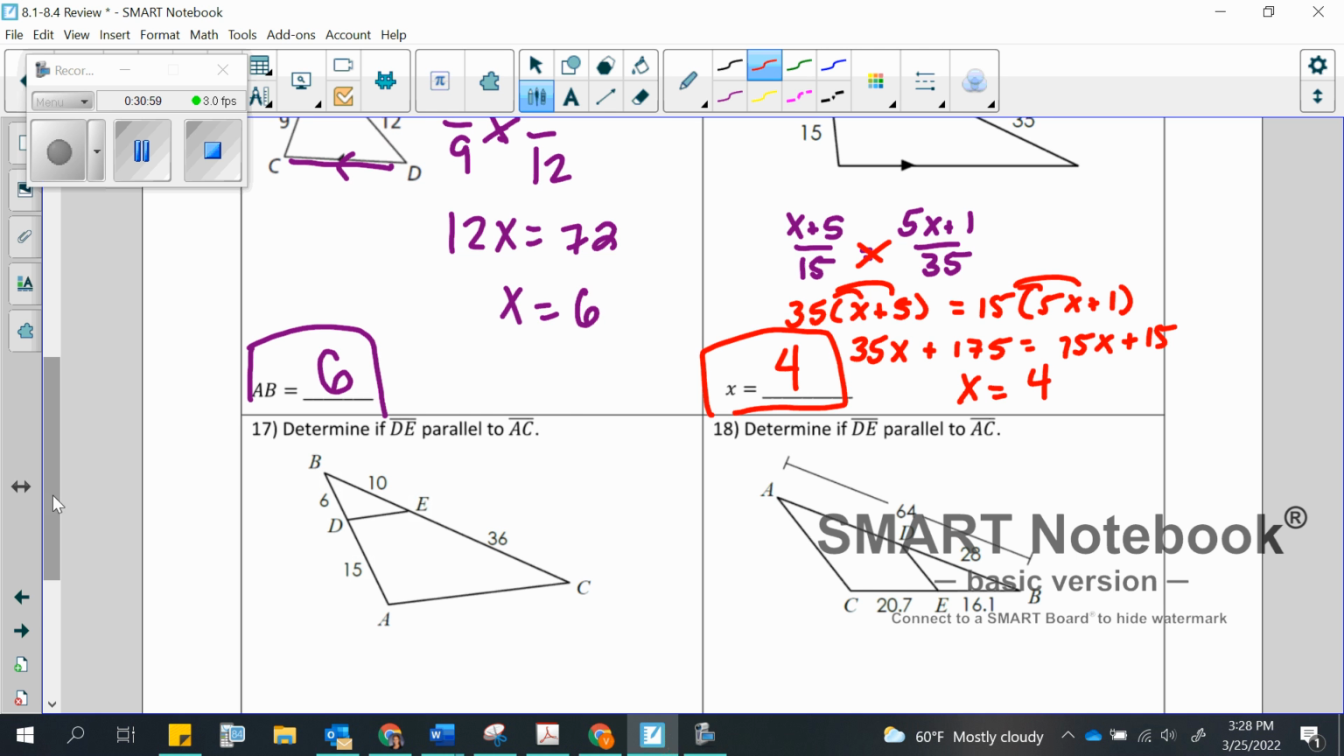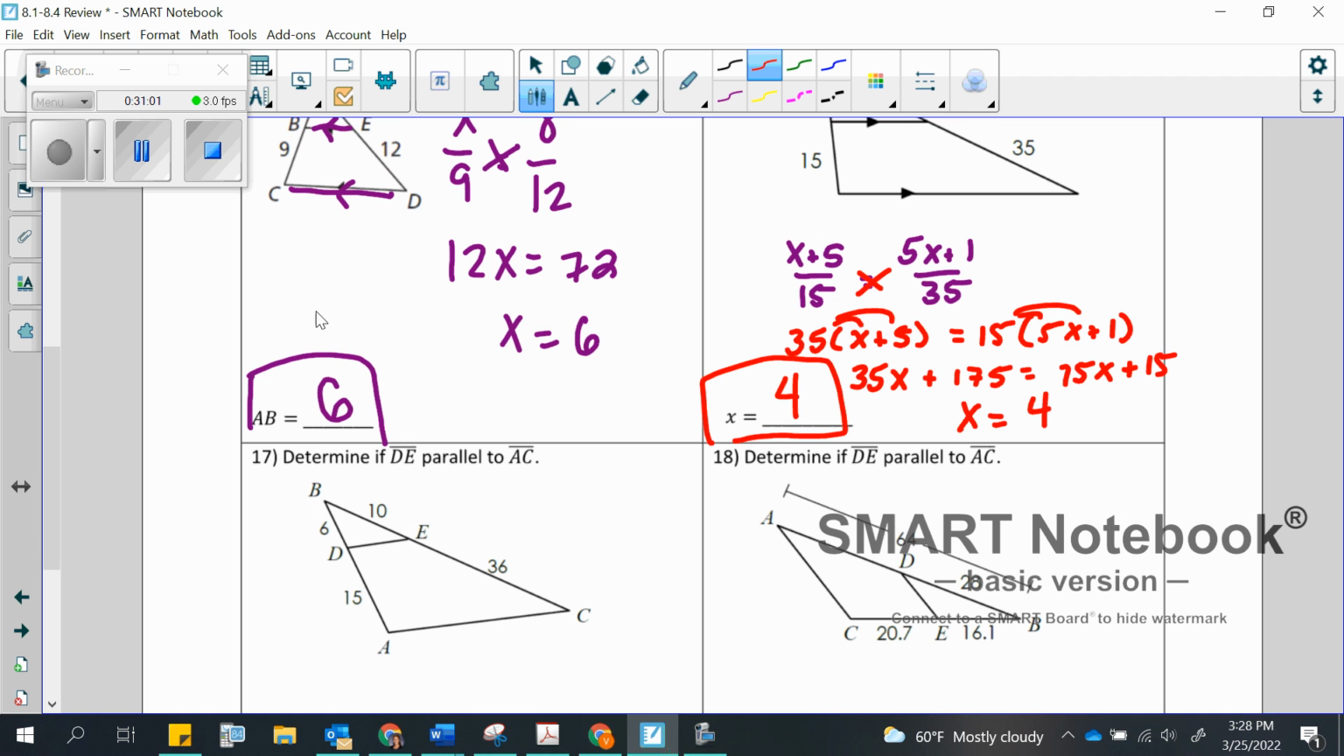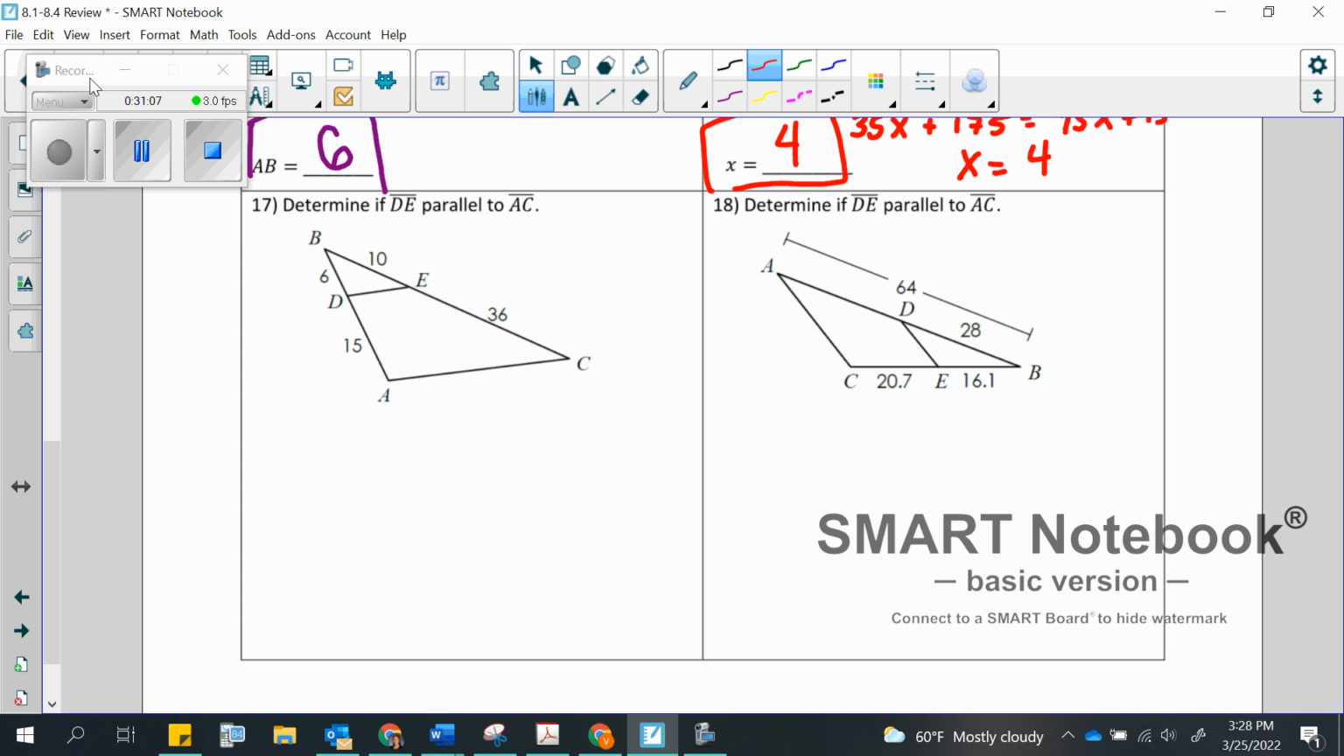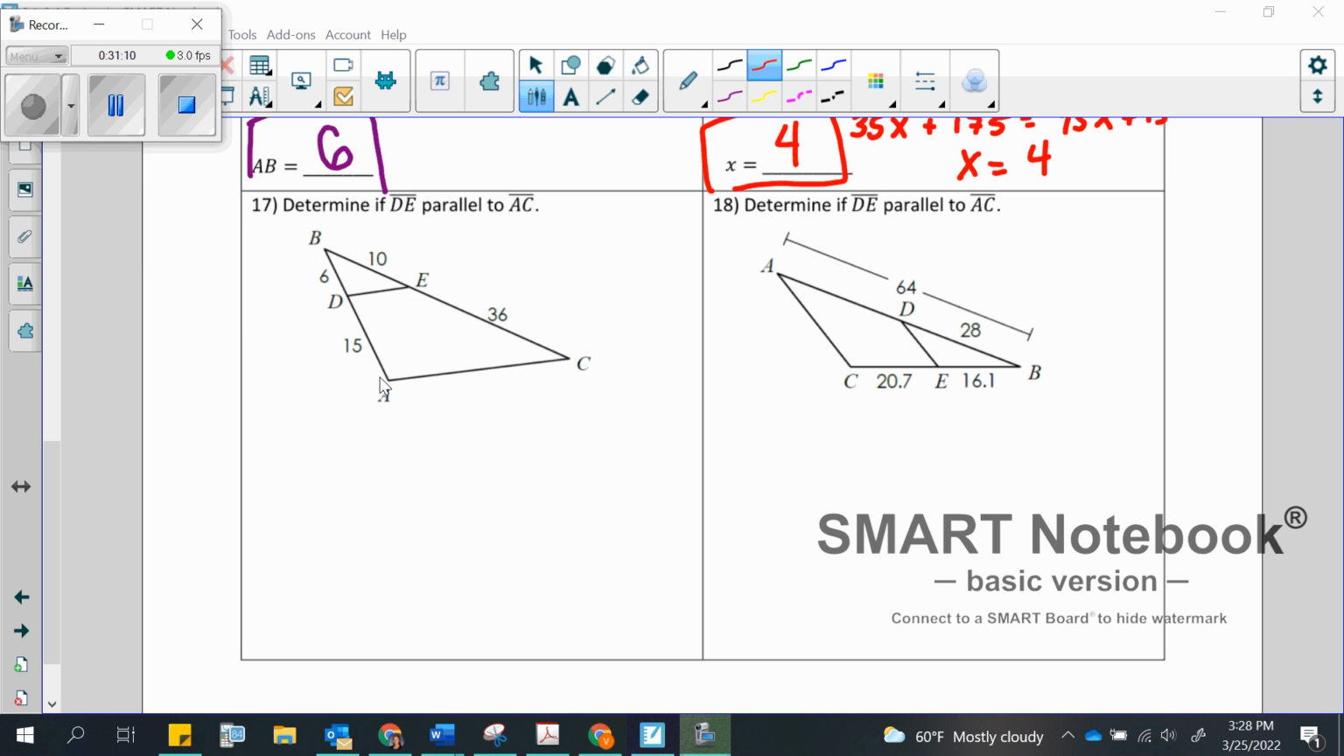Okay, and our last two. So remember, this only works if they're parallel. So going forward to 17 and 18, it says determine if DE is parallel to AC. So in order for these two to be parallel, when I divide the pieces, as long as I get the same thing, just like we kind of did before. So piece over piece equals piece over piece. So I'm going to do 6 over 15, and I want to see, does that equal 10 over 36? So if I do 6 over 15, I get 0.4.